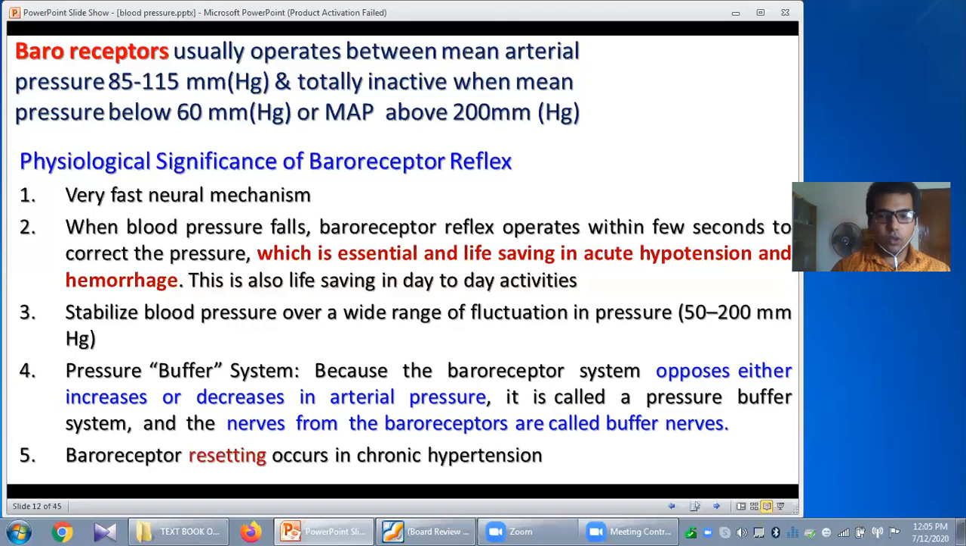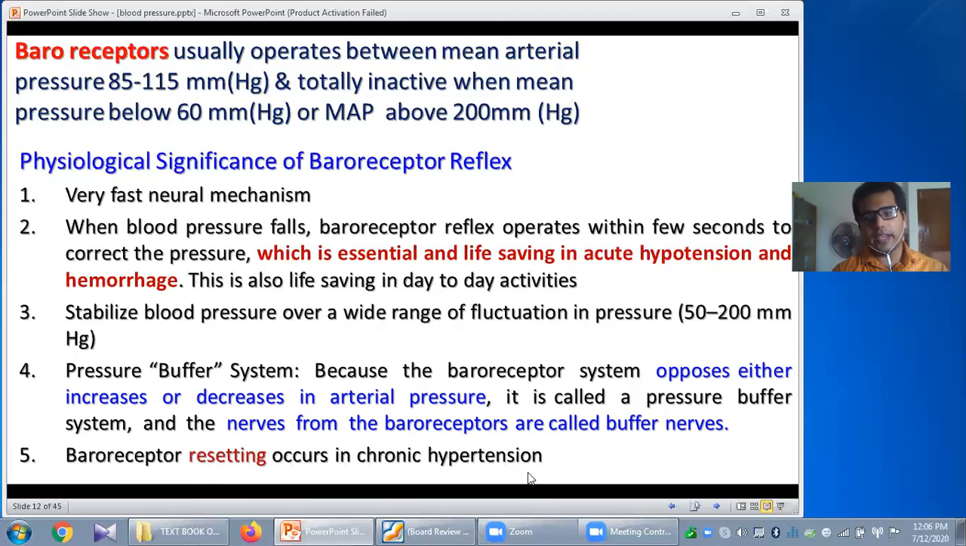But this response is normally executed during an acute or rapid change of blood pressure. If in any person the blood pressure remains higher for a prolonged period of time, that means in case of chronic hypertension, this baroreceptor set point will be reset to a new level. So it will be elevated. Normally the set point is around 100 millimeters of mercury mean arterial pressure, but in chronic hypertension this set point will be elevated to a new point. That is why I have mentioned baroreceptor resetting occurs in chronic hypertension.